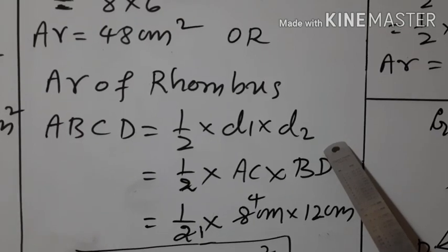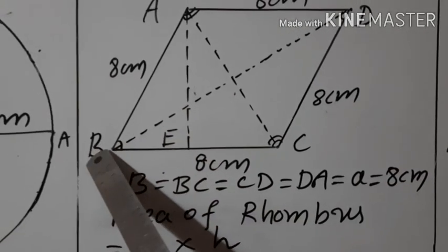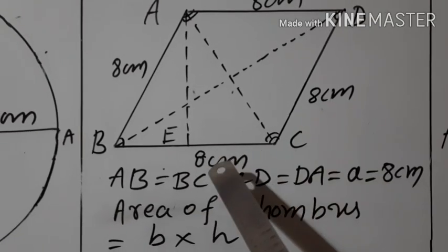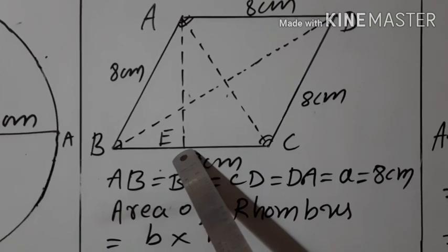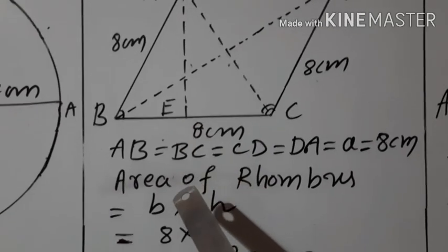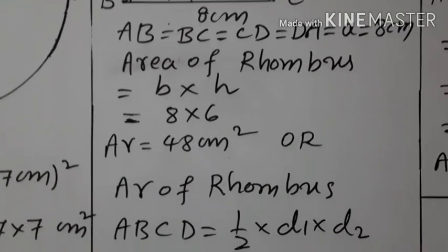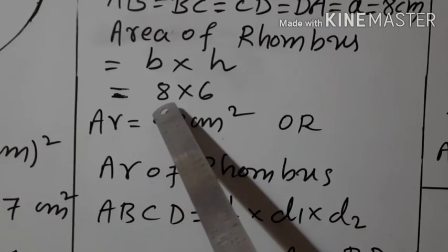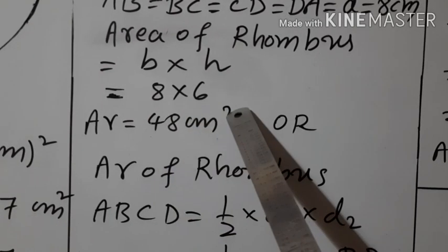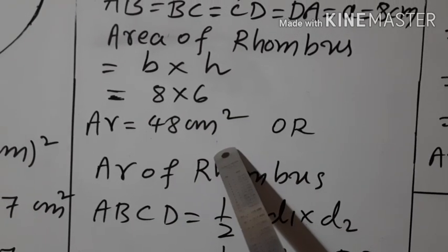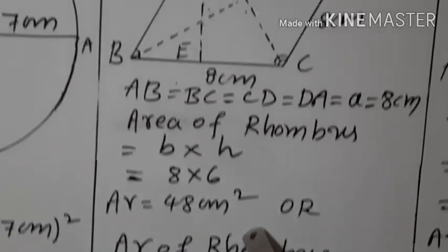Okay, let us see one by one. See here, if you take BC as base, that is 8 centimeter, and this AE as height, and that height is 6 centimeter. So, area of rhombus is equal to base into height, that is 8 into 6 centimeter. 8 6s are 48 centimeter square. So, area of the rhombus is 48 centimeter square.